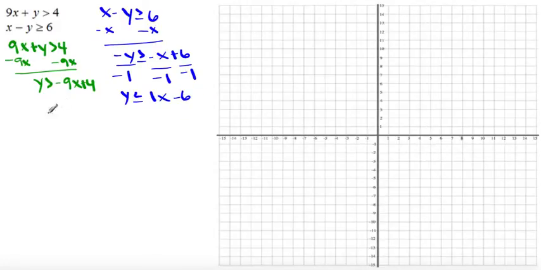So in order to graph my first inequality, I have to figure out the slope. So the slope is negative 9 over 1, and my y-intercept is 4. So I'm going to start the graph at positive 4 on the y-axis. And my slope is negative 9 over 1, so I have to go down 9, right 1. And then to extend the line, I have to go up 9, left 1.